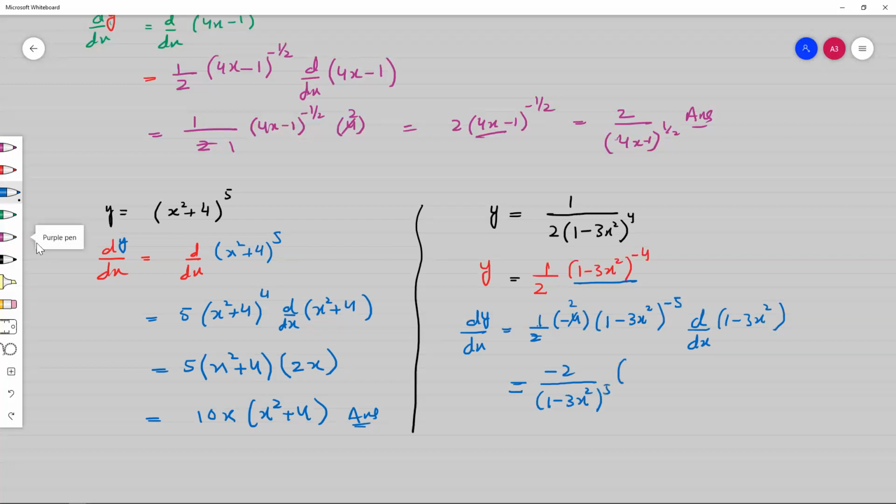5. The derivative of this expression 1 minus 3x square, the derivative of 1 is 0, minus 3x square, derivative of this 2 first, and it would become minus 6, and then 1 decrease from power, it would be minus 6x. 3 is constant, while the derivative of x here is 2x. So here you can write the final answer minus and minus plus 2 6 times 12x divided by 1 minus 3x square power 5.